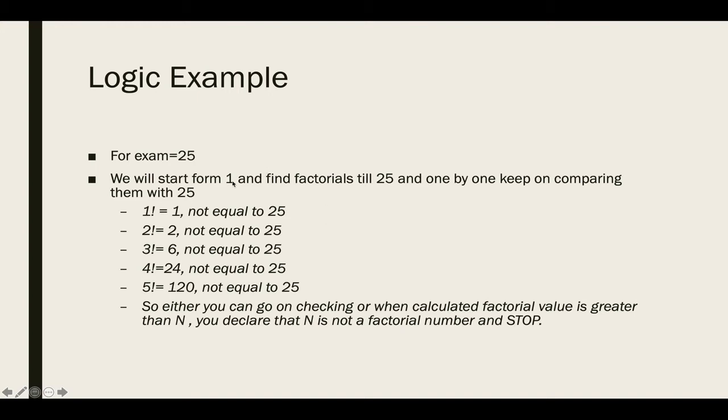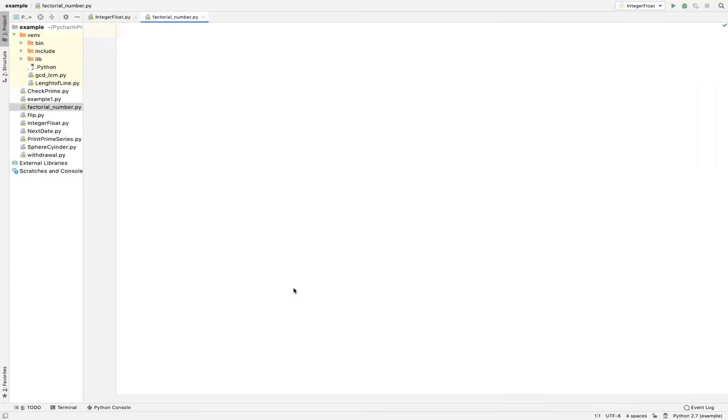So in the beginning, we have started with a condition that we have to find factorial from 1 till 25. But you can stop in between whenever the calculated factorial becomes greater than the entered value n. So this is how we are going to proceed. Now let us move to the programming part. First of all, I will enter a number n. So I will enter an integer number.